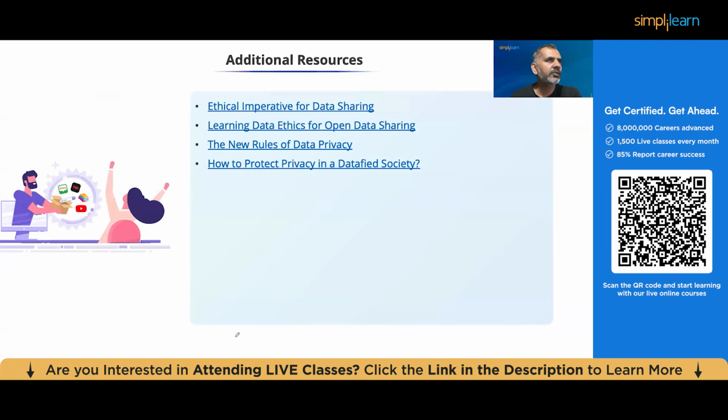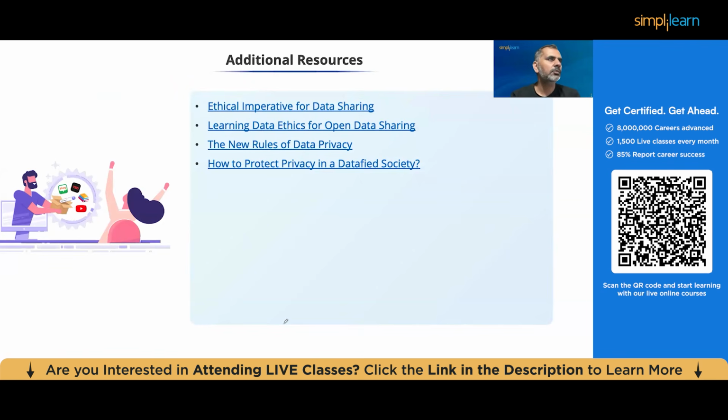And these are some additional resources. These are available in your presentation. You can explore more about them, like what the ethical imperatives for data sharing are, how you can share your data, what the data ethics for open data sharing are, some new rules for data privacy, and how to protect privacy and data in societies, guys. So this is for your extra learning.